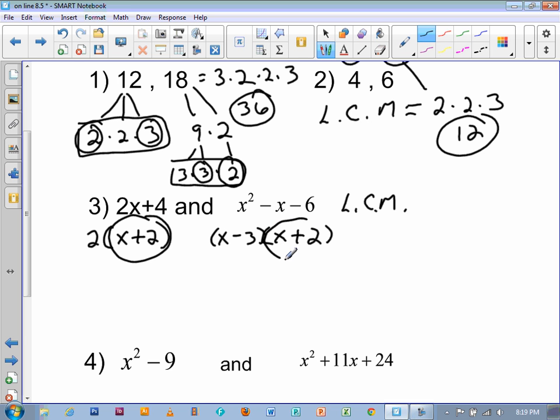And by the way, if there are not any common factors, you just make a list of all the factors present and multiply them together, and that will be your LCM. But in this case, we have an x plus 2 in common. So we list that once.